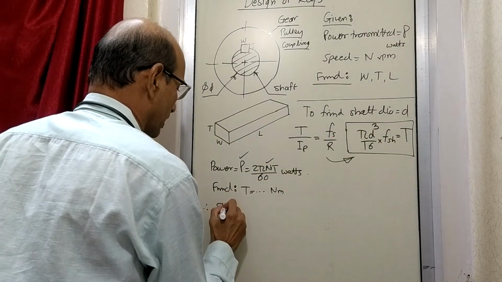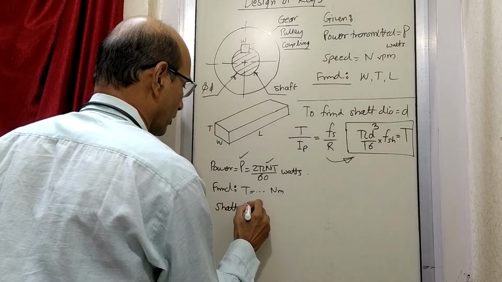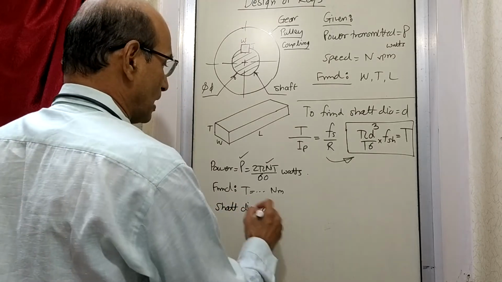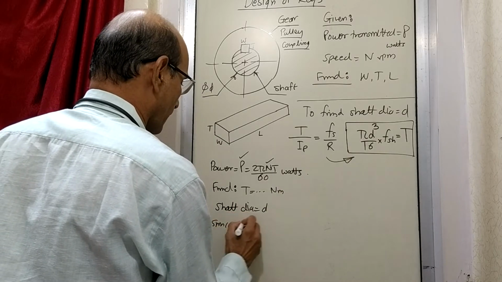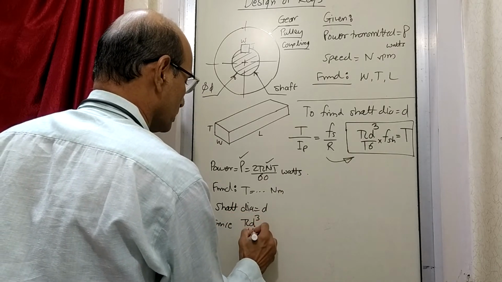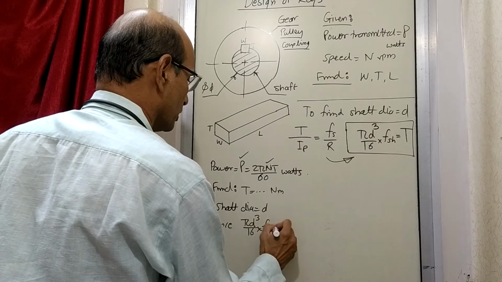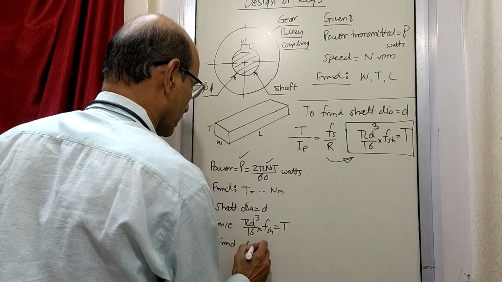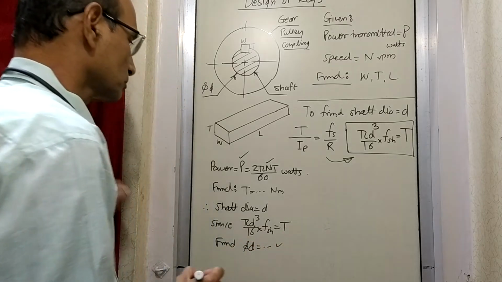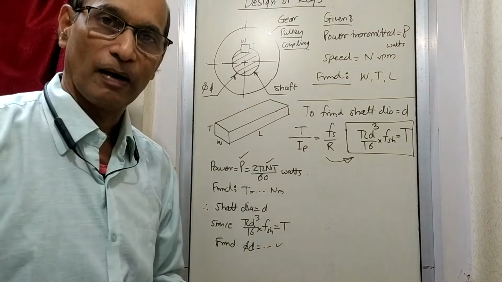Therefore, shaft diameter. If the shaft diameter is d, then with this equation, since pi d cube by 16 into F shear is equal to T, you can find the diameter of the shaft. So the shaft diameter is finalized.